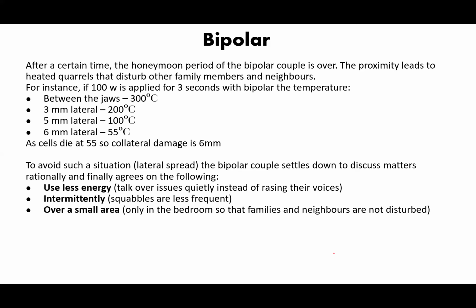And you remember our table on effects of temperature on body tissues. So you can imagine a cell dies at 55. So collateral damage is at 6 millimeters. So you as a surgeon that is using this, you should know that just lateral to the tissue, this is what will happen. Okay, so you need all this information when using all these devices.